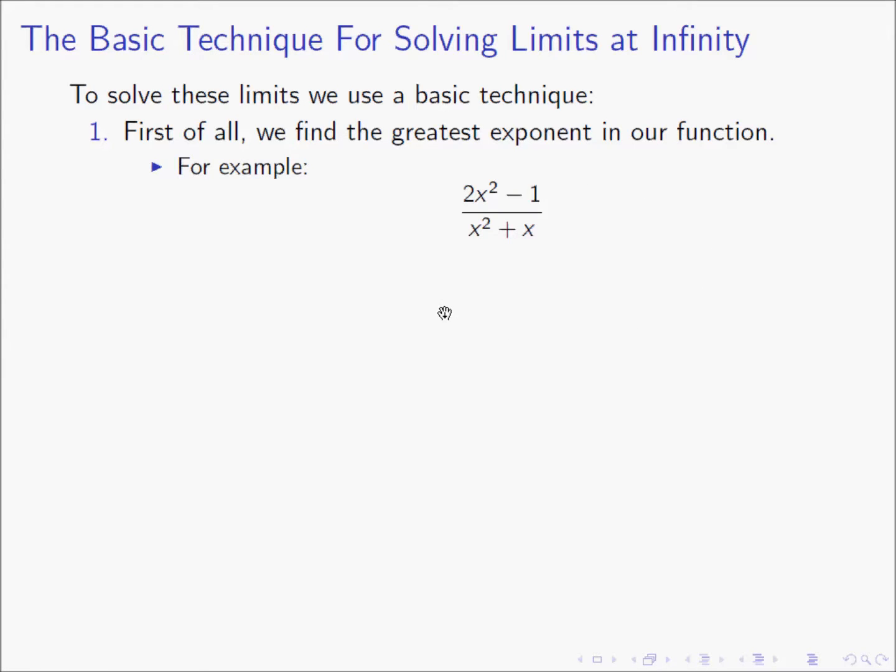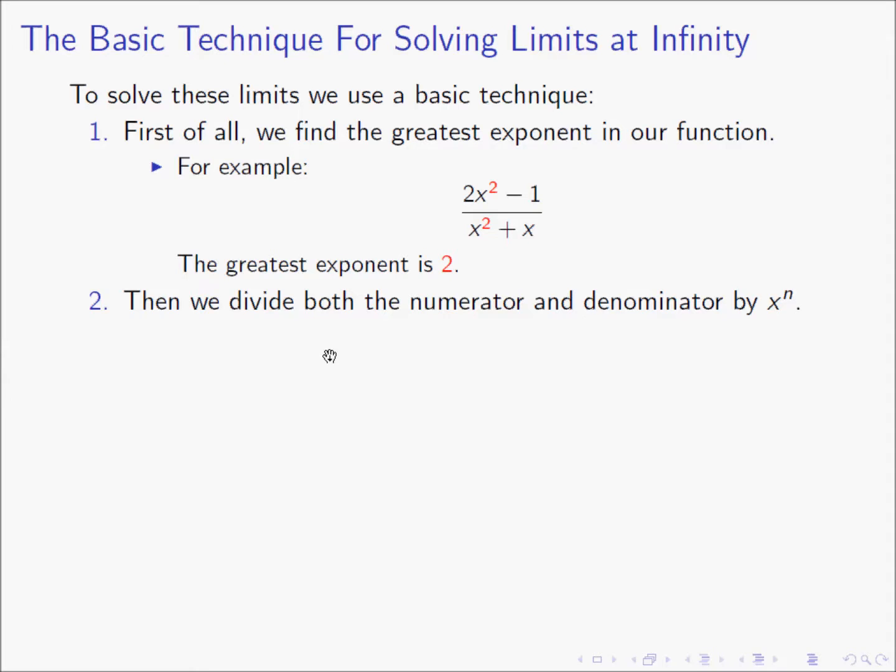For example, let's say that we have this function. We want to calculate the limit of this function, and the first thing we need to do is to find the greatest exponent. Here we have x squared. Here we don't have an x, so the exponent is 0. Here the exponent is 2. Here we have another exponent 2, and here we have exponent 1. So the greatest exponent here is 2.